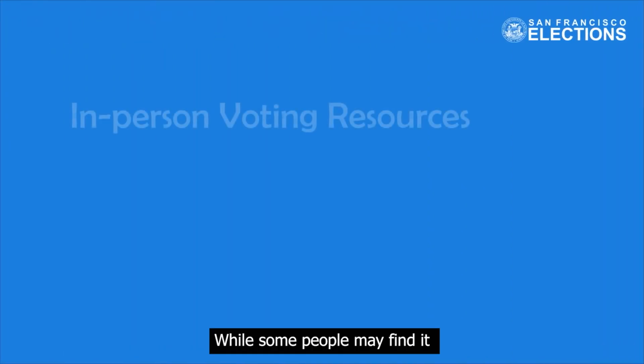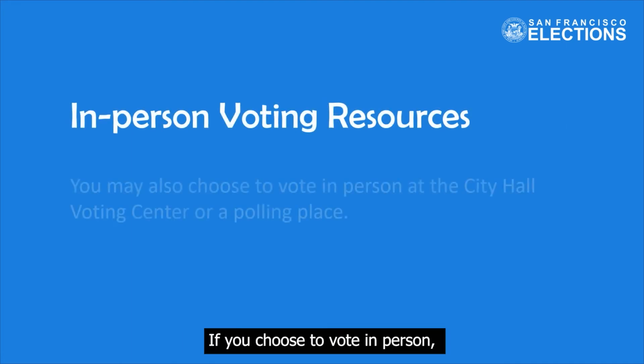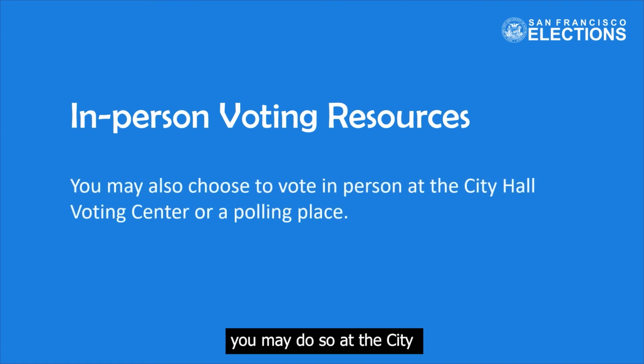While some people may find it easiest to vote by mail, other people prefer to vote in person. If you choose to vote in person, you may do so at the City Hall Voting Center or a polling place. In the next part of this presentation, we will learn about in-person voting options and the resources available at San Francisco's in-person voting sites.